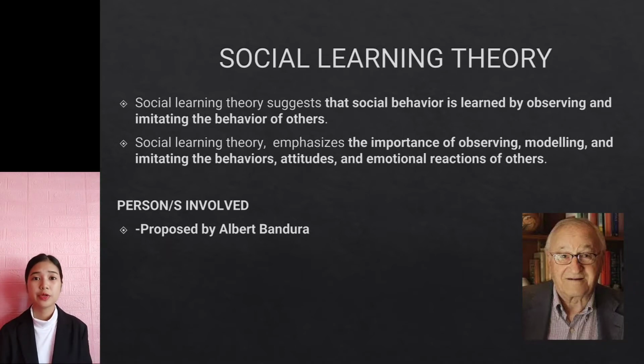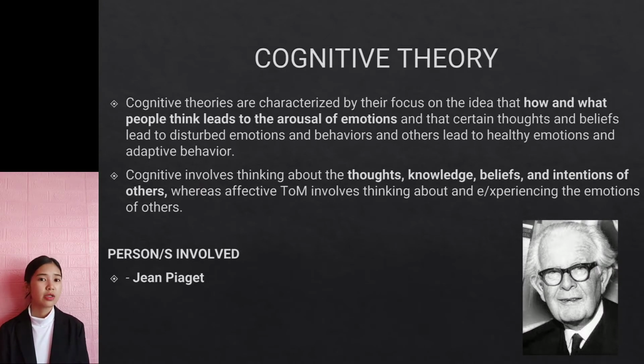So let's proceed to cognitive theory. Cognitive theories are characterized by their focus on the idea that how and what people think leads to the arousal of emotions, and that certain thoughts and beliefs lead to disturbed emotion and behaviors, and others lead to healthy emotion and adaptive behavior. Cognitive theory is an approach to psychology that attempts to explain human behavior by understanding your thought processes. For example, a therapist is using principles of cognitive theory when they teach you how to identify maladaptive thought patterns and transform them into constructive ones. So, the person involved here is Jean Piaget.